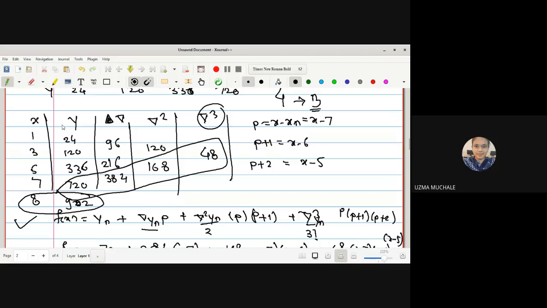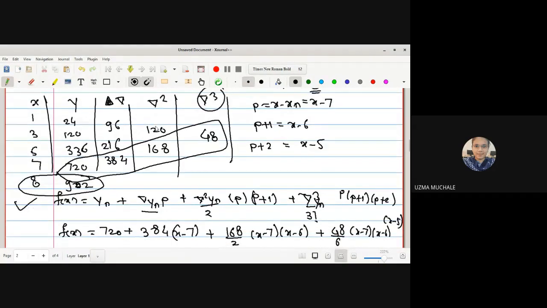Now for the same example, we have to find out f of 2. It means for x equal to 2, what will be the result? For that, we can now use the forward difference formula. Same example: for x equal to 2, what will be y?